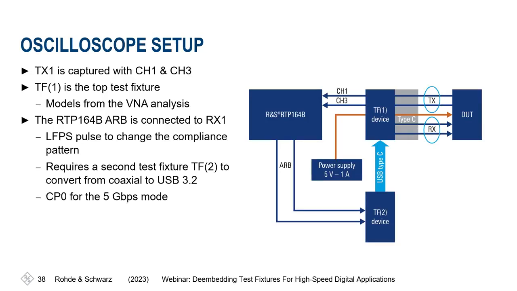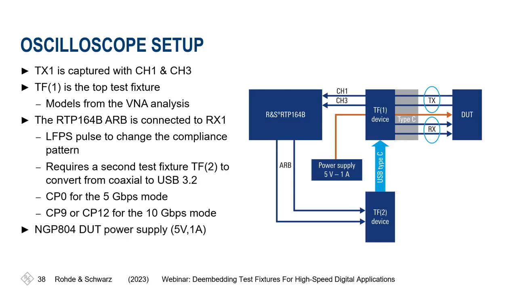We start with the CP0 for the 5 gigabit mode, and we have CP9 or CP12 for the 10 gigabit mode. And we have an NGP 804 for the DUT power supply that delivers 5 volts and 1 amp as standard for USB.